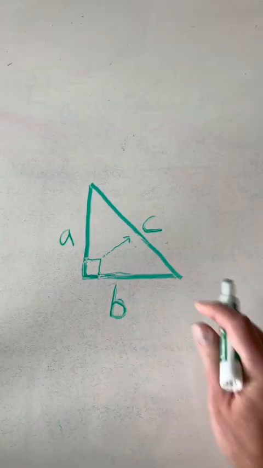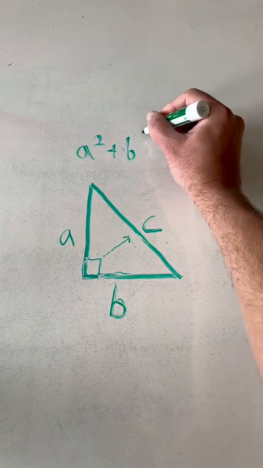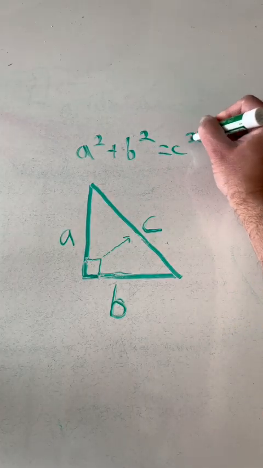So the first equation you're going to need to know in trig is actually called the Pythagorean theorem. I think I said it right the first time. It is a squared plus b squared equals c squared. It's pretty simple if you know what squared is. And if you don't know what squared is, this is it. This is a square, and this is squared.